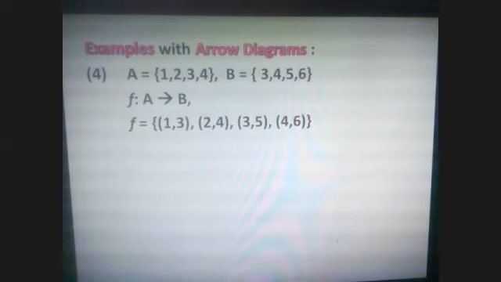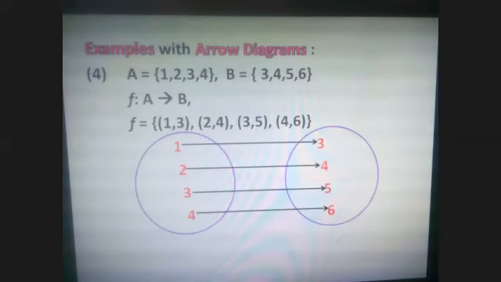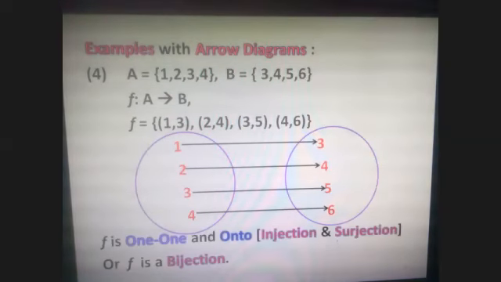Now look at the 4th one. A is 1, 2, 3, 4. B is 3, 4, 5, 6. The function f is 1 to 3, 2 to 4, 3 to 5, 4 to 6. What about this? This is one to one and it is onto. Injection and surjection. It is a bijection.